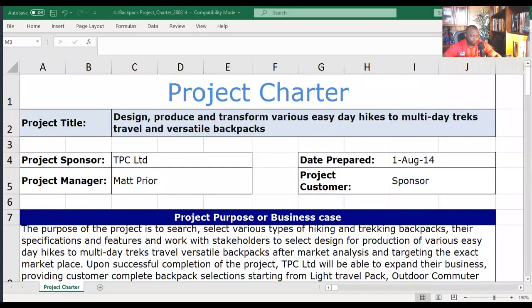Hello, my friends. Welcome to this very quick discussion about project management instruments. We're going to start off with the project charter. As you can see on the screen, we have an example of a project charter.